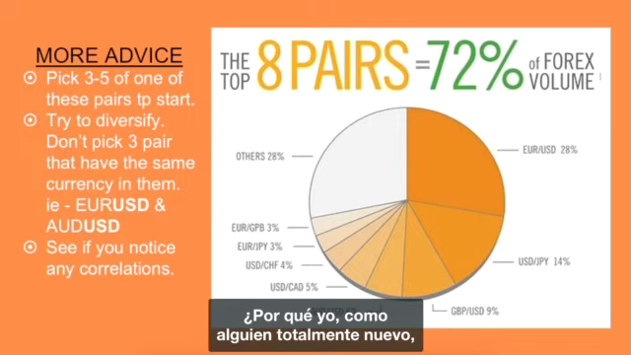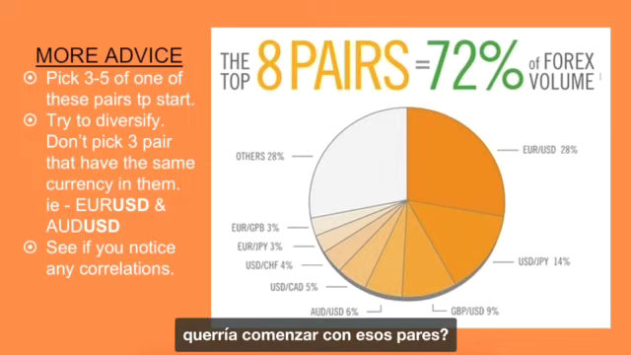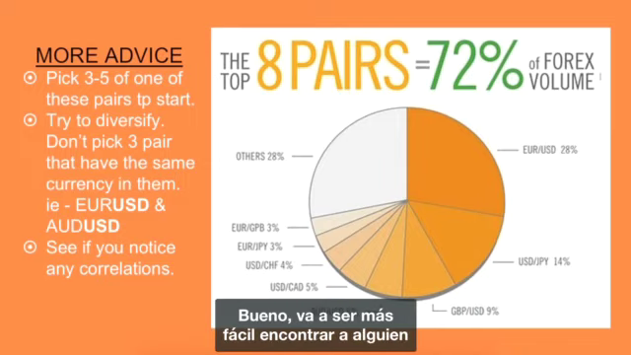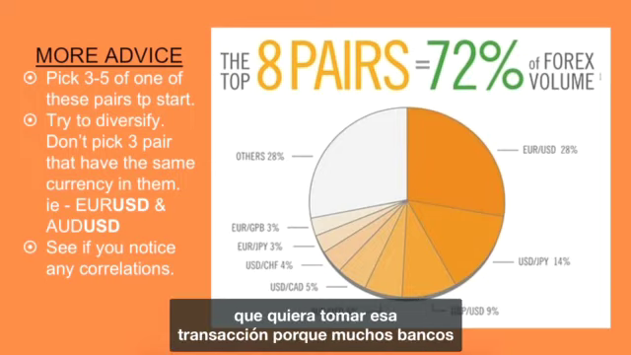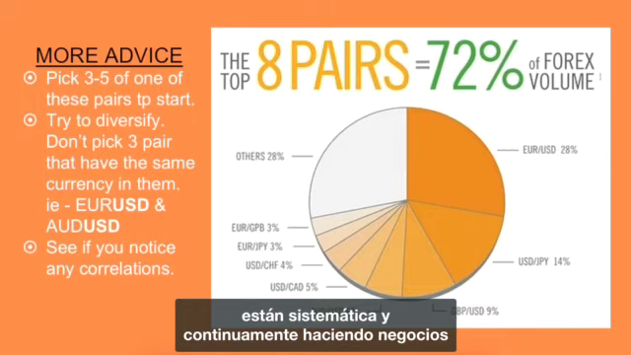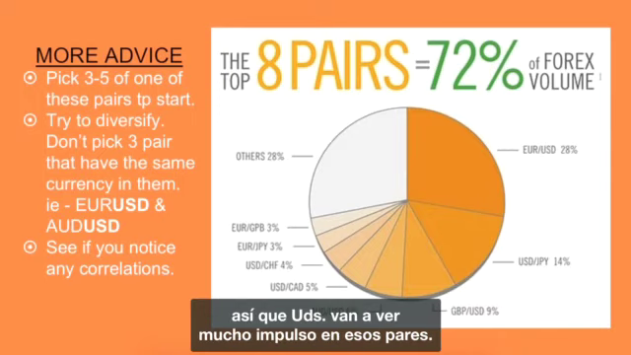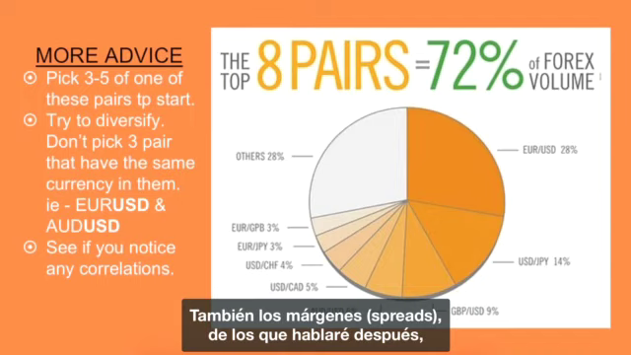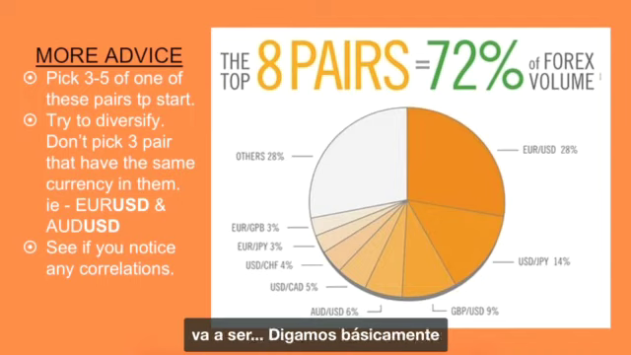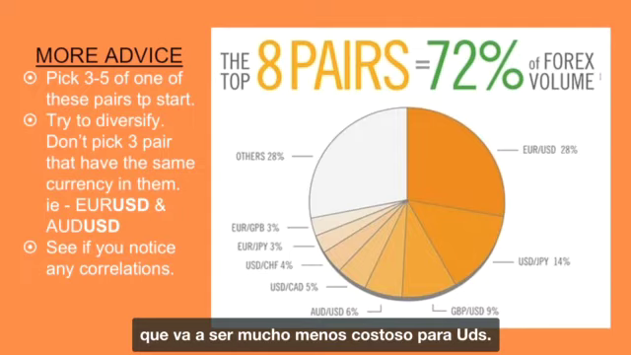Why would I, as somebody brand new, want to start off with those pairs? Well, it's going to be easier to find someone who wants to take that trade because lots of banks are doing business consistently and continuously with those currency pairs. So you're going to see a lot of momentum with those pairs. Also, the spreads, which I'll talk about later, are going to be a lot less expensive for you to be able to take those trades.